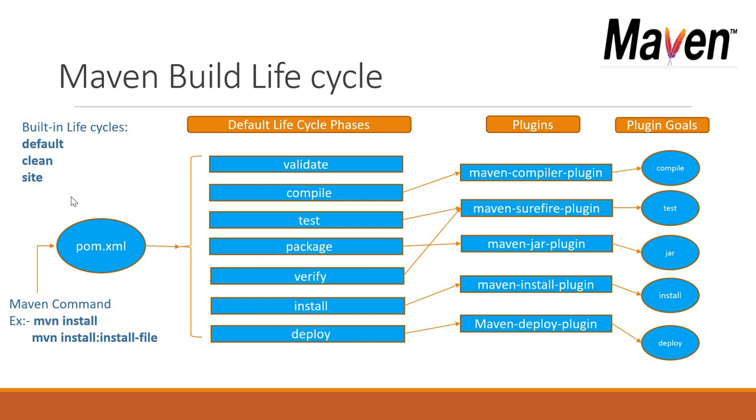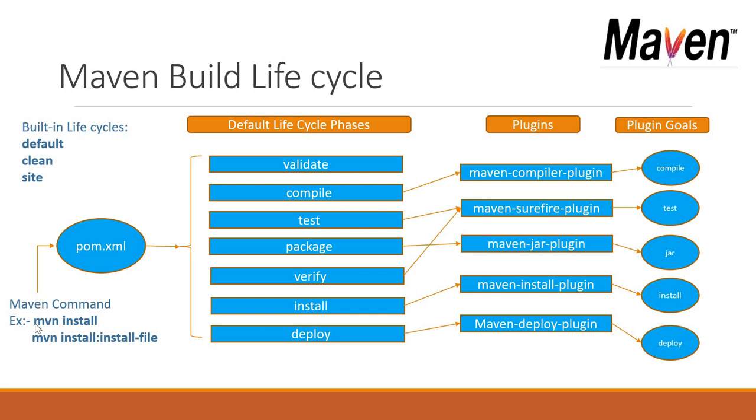So when I specify mvn clean, then the corresponding clean life cycle will be invoked and the phases in the clean life cycle will be executed in sequence. Similarly, when I execute the Maven install command, the default life cycle will be invoked and all the phases of this default life cycle will be executed in sequence.